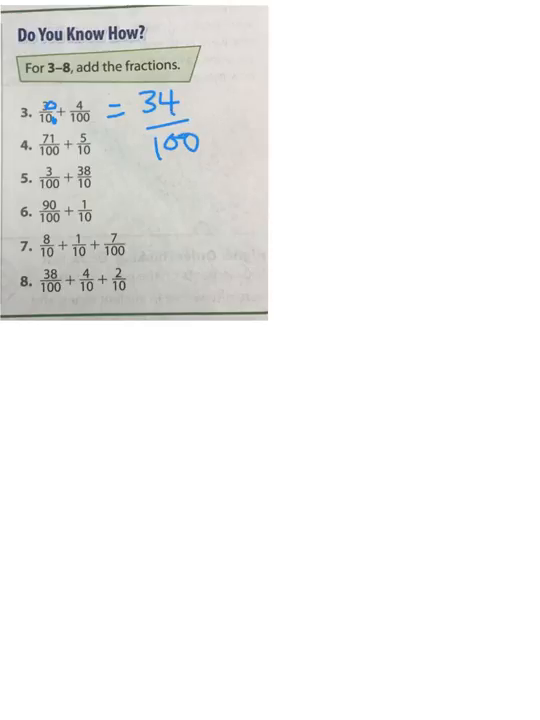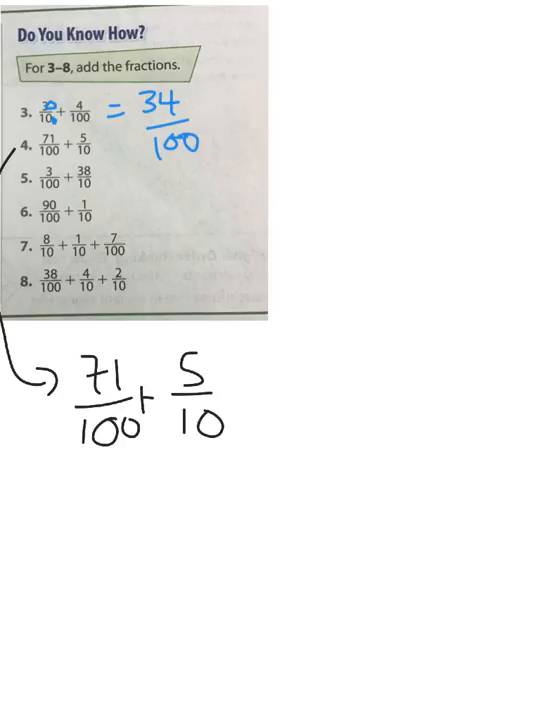All right, number 4. I'm going to move number 4 down here so we have a little bit more room. We have 71 over 100 plus 5 tenths. Take your fraction that has a denominator of 10, just add a 0 to the bottom, a 0 to the top. So now when I add it up, I'm going to get 100 as my denominator because that's the same. And then I'm going to add 50 plus 71, which would be 121 over 100, so it's going to equal 1 and 21 hundredths.